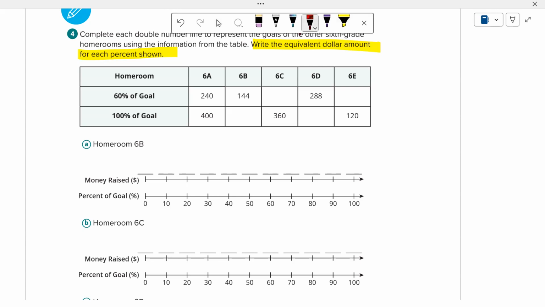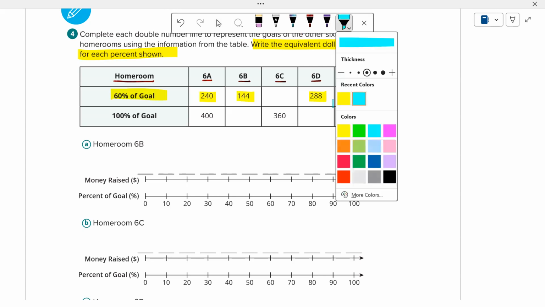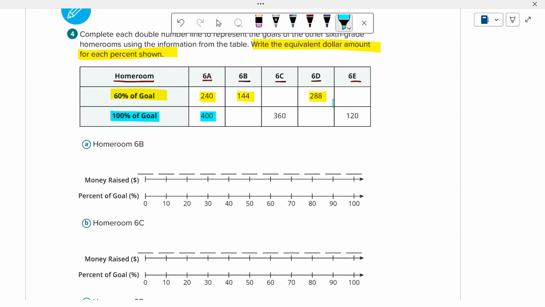So let's read our chart first, make sure we understand what we're reading. Homeroom, we have 5 of them, 6A, 6B, 6C, 6D, 6E. 60% is equivalent to these numbers, 240, 144, 288. 100% of the goal is equivalent to these numbers, 400, 360, and 120. Just make sure we're reading. So 6A, this is 60%, this is 100%. 6B, this is 60% of 6B. We're missing the 100% of 6B, which is the value. Remember, these are the percentages. Here, 60%, 100. These are the actual corresponding values.